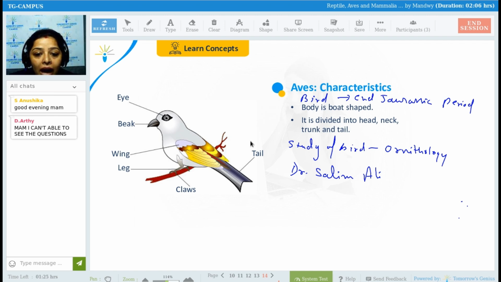Okay, now let's see the characteristics of birds. Here you can see, and you even know, that different birds have different types of wings, right? Their arrangement and appearance are completely different. The pattern of arrangement of the wings on the body of a bird is called pterylosis. Pterylosis is the arrangement of wings.